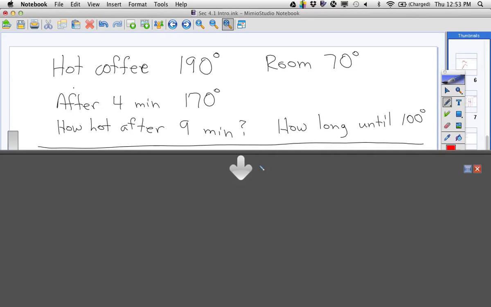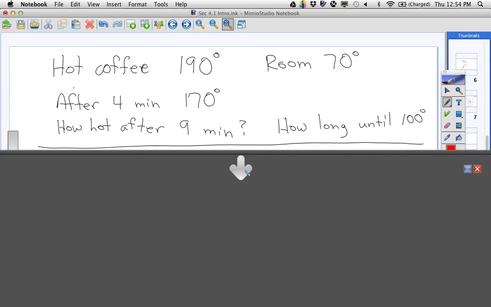But the questions we would like to figure out here, a couple questions you might want to know, is how hot it is 9 minutes after it's poured, and how long will it be until it's down to 100 degrees. All right, so we're going to start with our solution to our differential equation. Now, the solution has big T, A, and little k. What do we know so far that we can plug in right away?